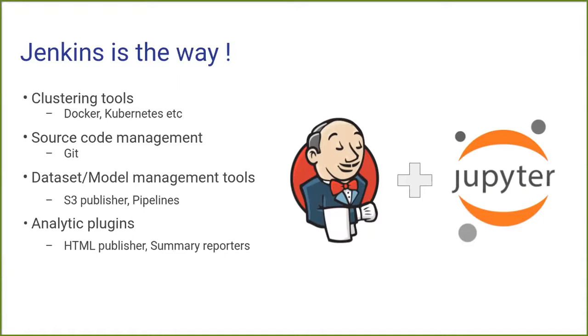And if you want to manage your source code, you have a Git plugin. And if you have large file sizes, like large data sets and large models, you have to manage those also. So Jenkins has some advanced plugins like S3 publishers. You can easily publish your models or data sets to AWS S3. And if you want to submit your analysis and publish your reports somewhere, you have some analytic plugins also available in Jenkins.